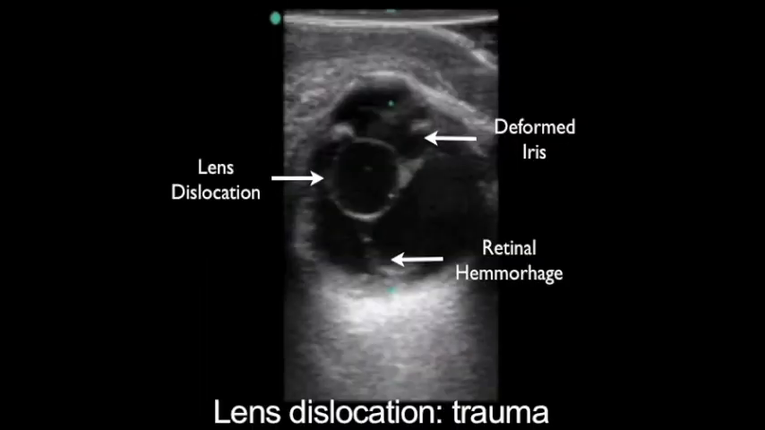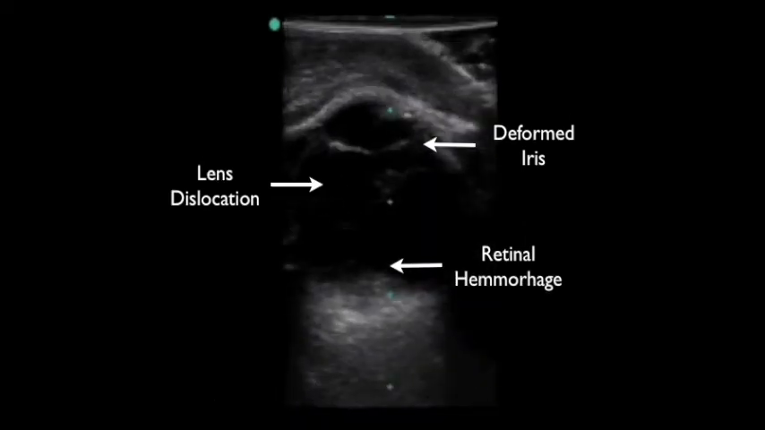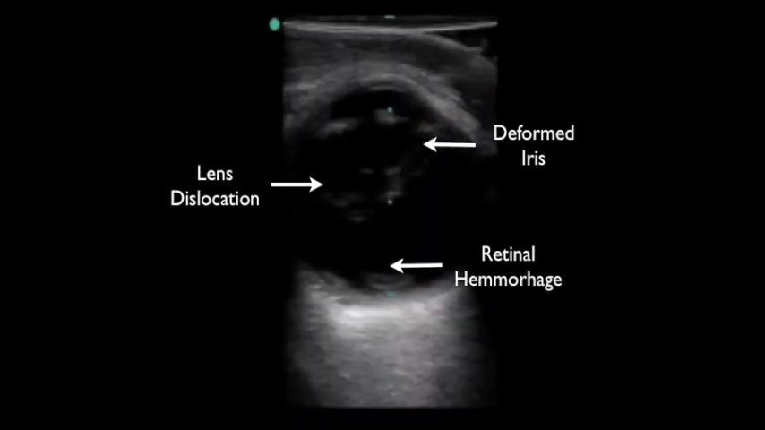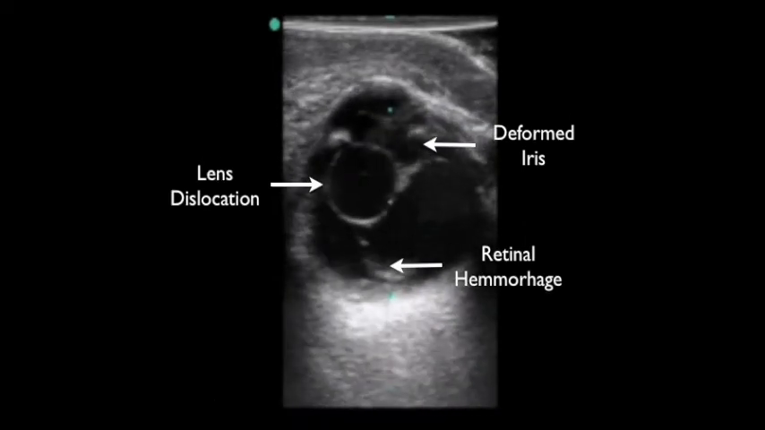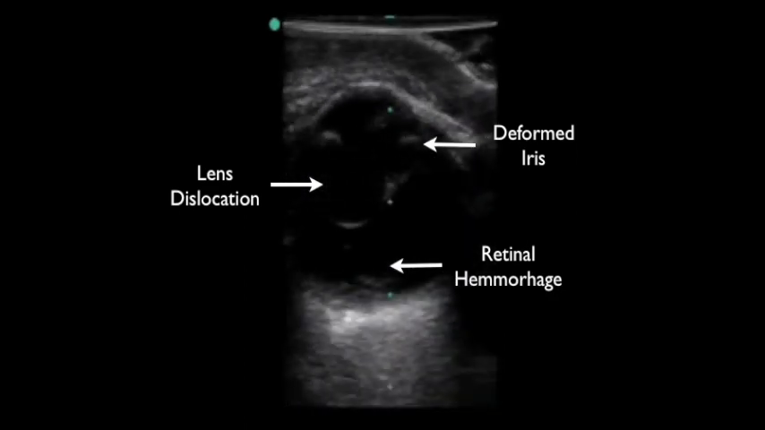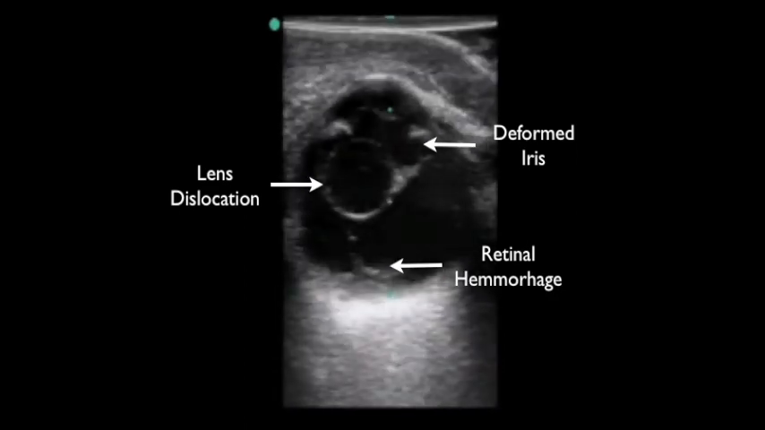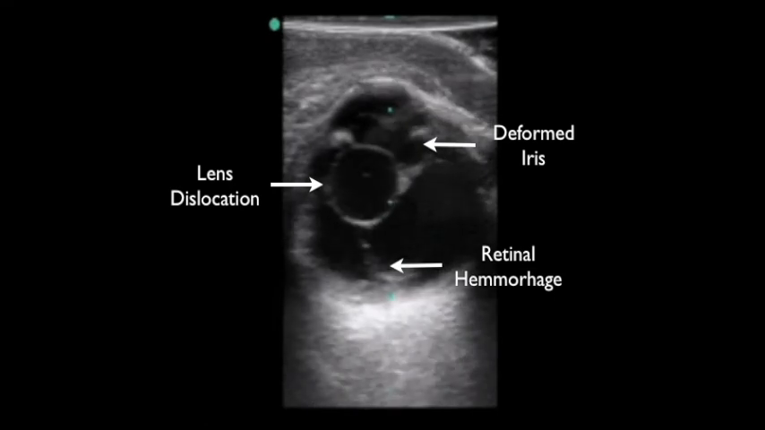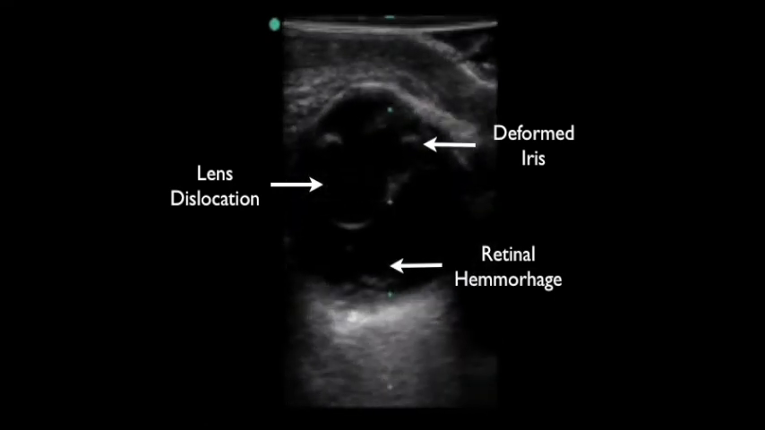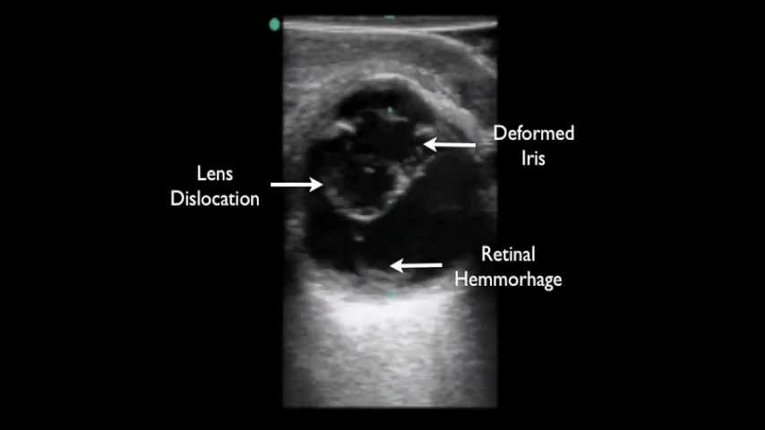Lens dislocation. This ultrasound image is from a patient who sustained trauma to the eye from a water-powered rocket. A ruptured globe was suspected. When the probe was placed on the eyelid, what was seen was an intact globe, but not normal. The gain was increased and multiple abnormalities were noted, including a deformed iris, dislocated lens, and a small vitreous hemorrhage.